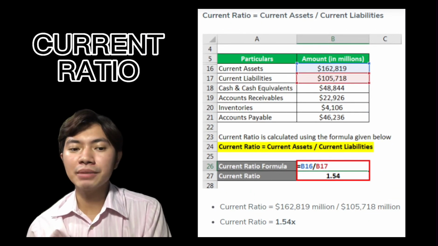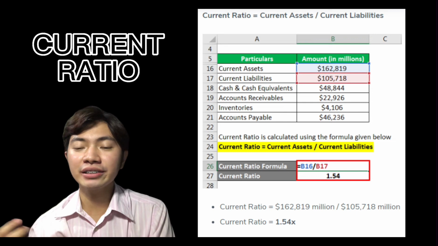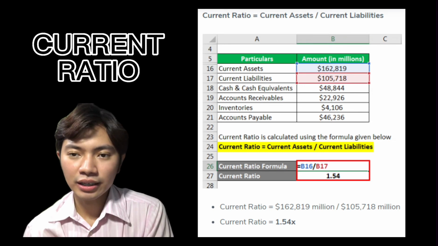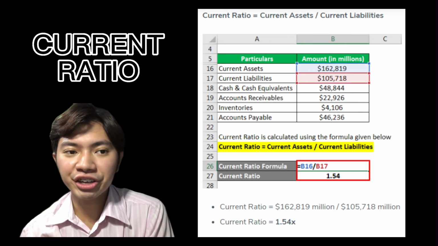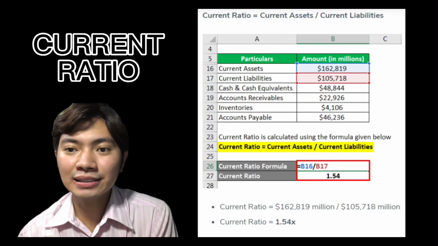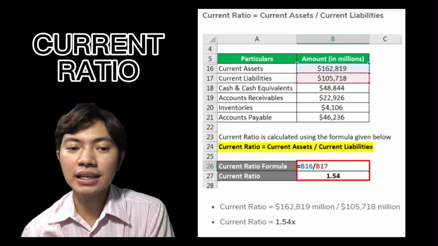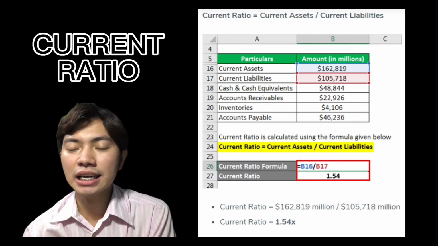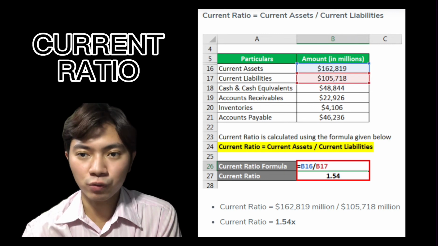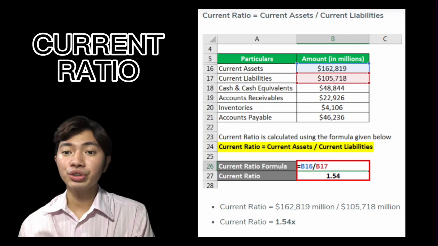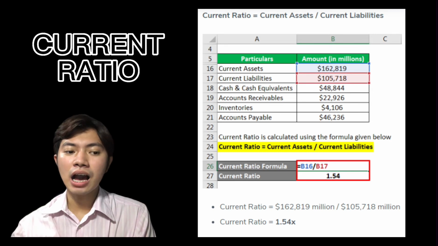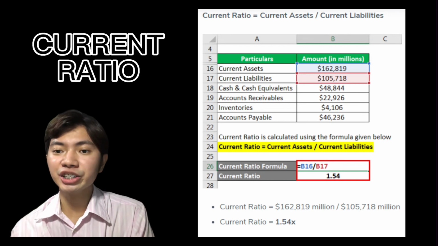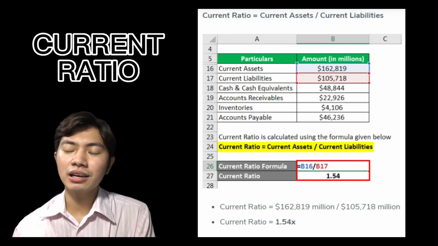So sa example natin ay makikita natin na meron tayong current ratio na that is equals to current assets divided by current liabilities. In this example, meron tayong current assets na $162,819,000 divided by $105,718,000, that is equals to 1.54 na current ratio. So yung current ratio natin is it measures a company's capacity na kung may kakayahan ba sila to meet its current obligations that is due in 1 year.